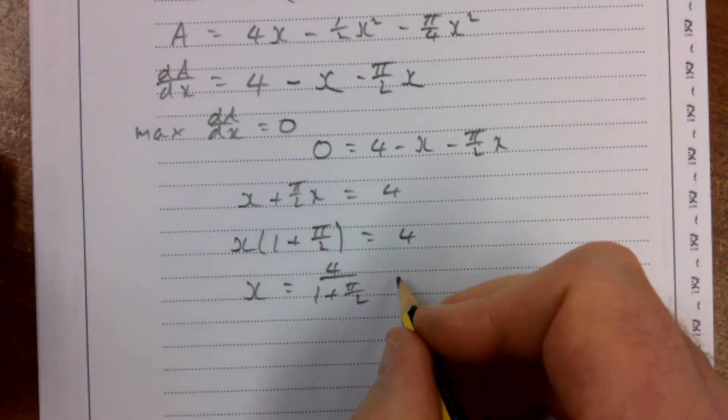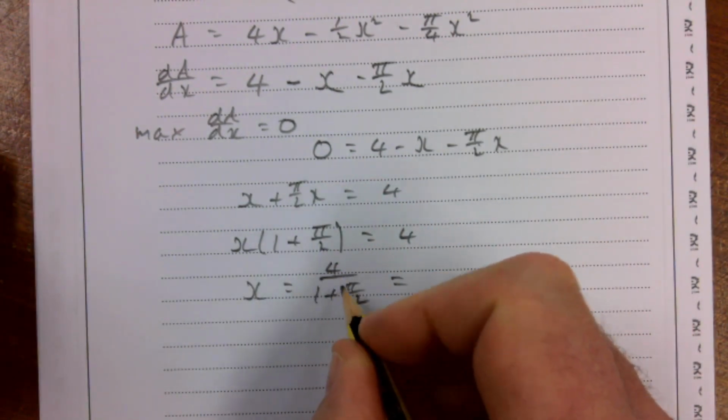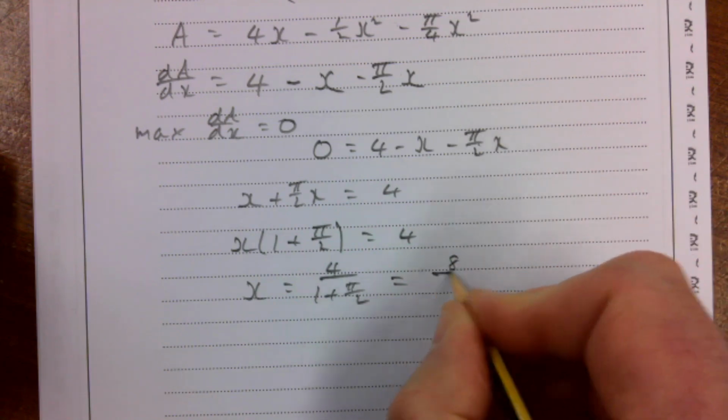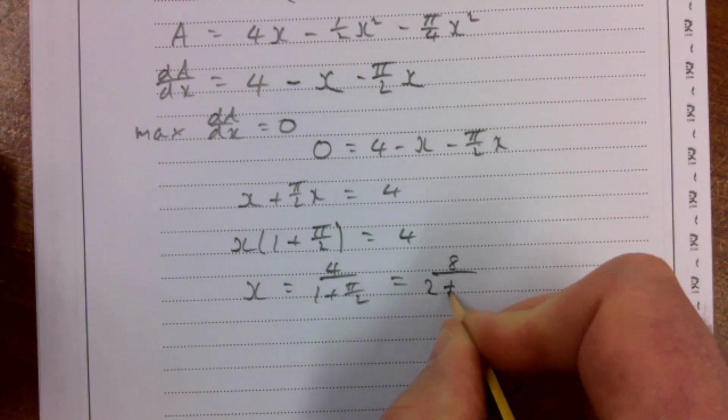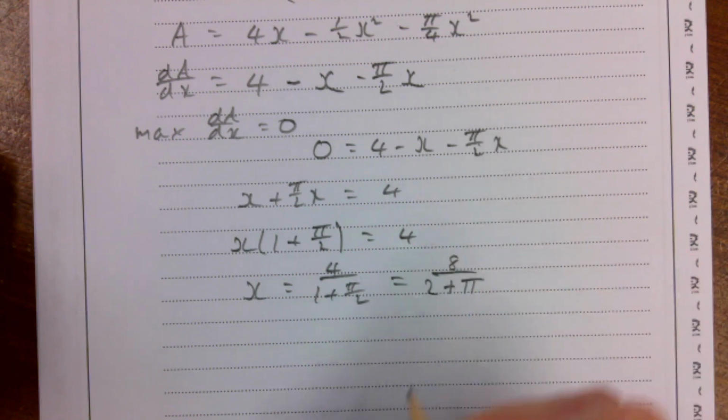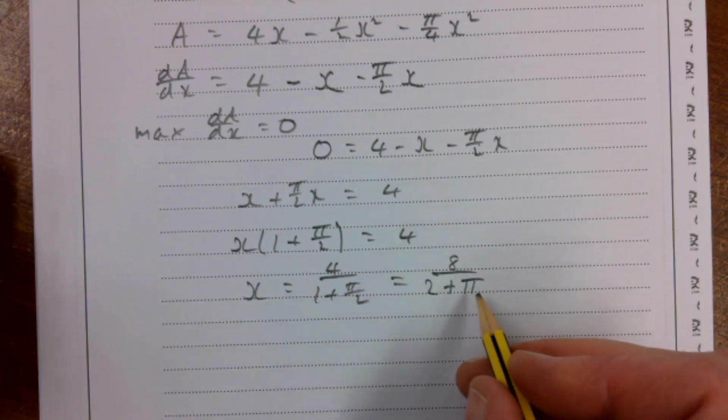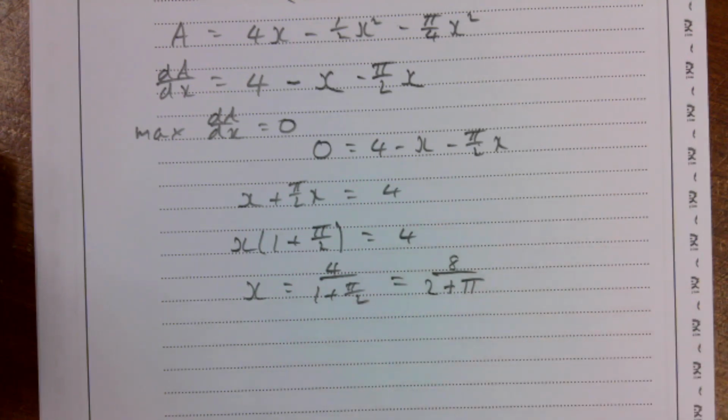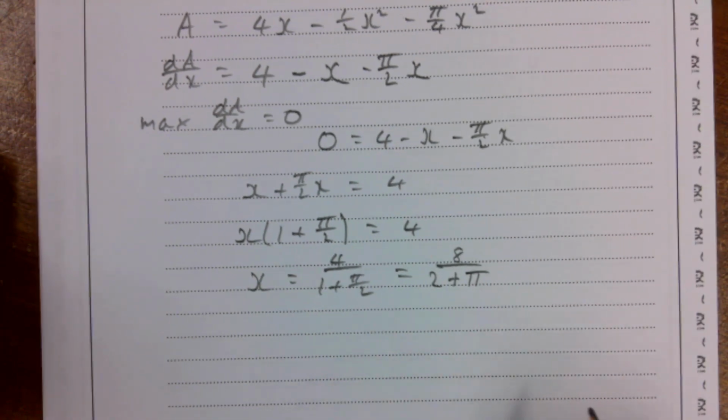We've kind of a fraction within a fraction, so I'm going to multiply everything top and bottom here by 2. So it's going to be 8 over 2 plus pi. And that's my answer there, fine in terms of pi. So that's my value of x. Again, you could put that into your calculator and get a value for it if you wish. We need to show it's a maximum. That's just our last bit.